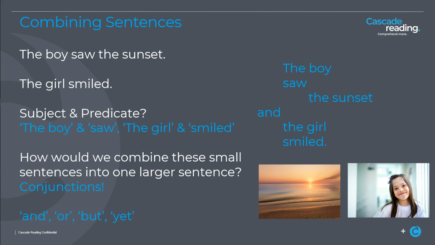So what are the members of this conjunction? The members of this conjunction are the boy saw the sunset and the girl smiled. And so you can see that each sentence, the boy saw the sunset and the girl smiled, each sentence is one indent level past the word and is aligned to the other sentence.